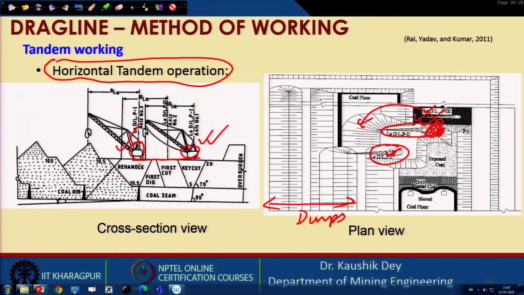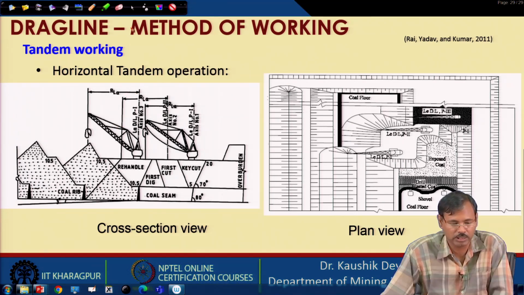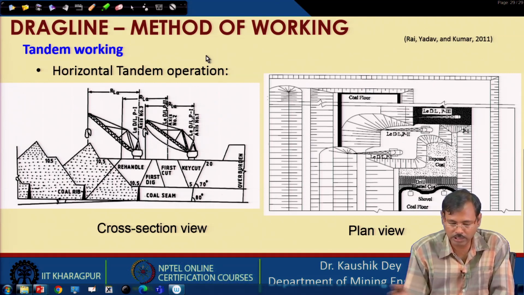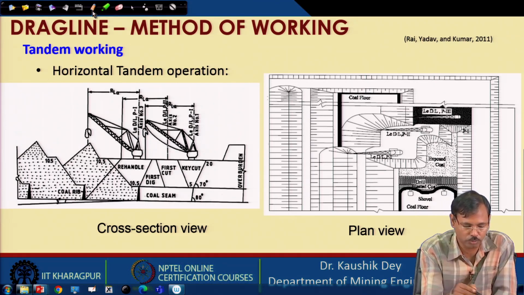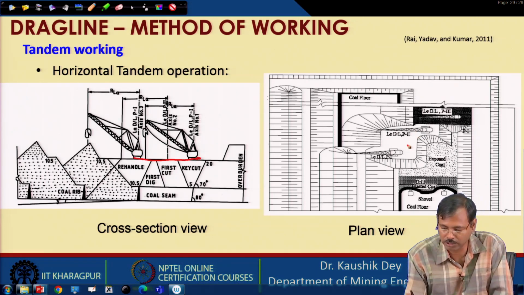First drag line is taking the material for the second, and the second drag line is basically rehandling that one. So, this is the horizontal tandem method, using which the muck pile is basically transferred. In the horizontal tandem method, once again you look, both the drag lines are standing on the same bench.